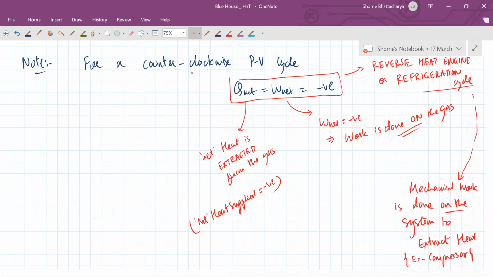Sir, in refrigerators, right? Yeah, compressors are used in refrigerators, air conditioners, all these. So what happens in them? Electrical energy is first converted to mechanical energy, and that mechanical work done is used by the system to extract heat from one chamber. Okay, sir. Yeah.